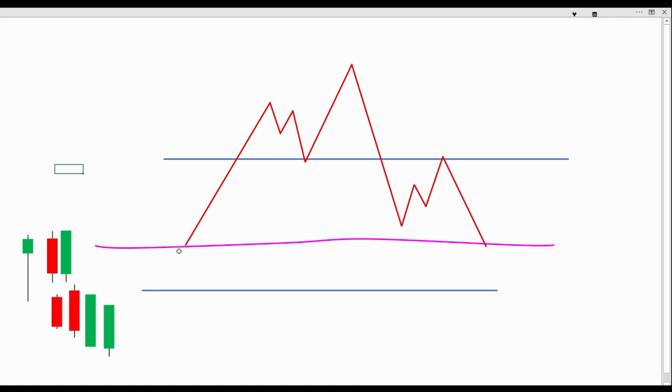Imagine we have an impulse to the upside here, then we have a correction here, and this is a two-leg pullback here, as you can see. And this is what we're going to look for. It looks very clear here because we don't have all the candles and all the movement and all the chaos when we're trading real time in a chart.